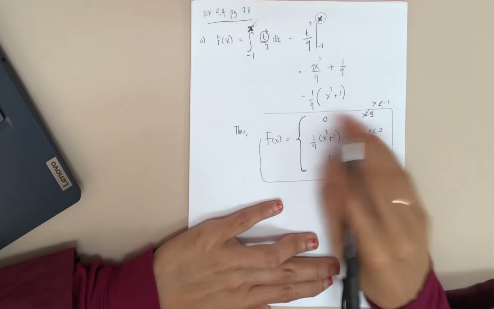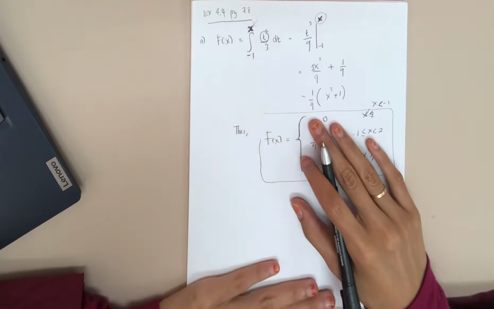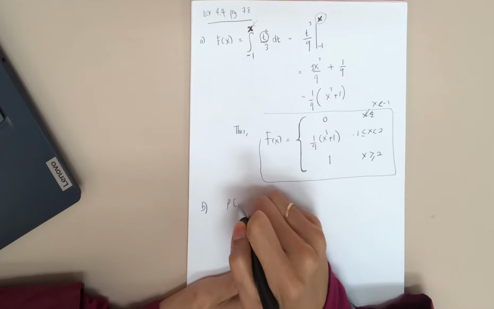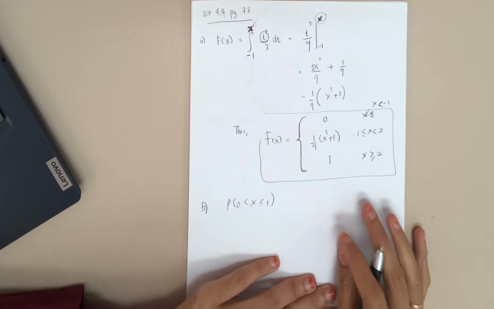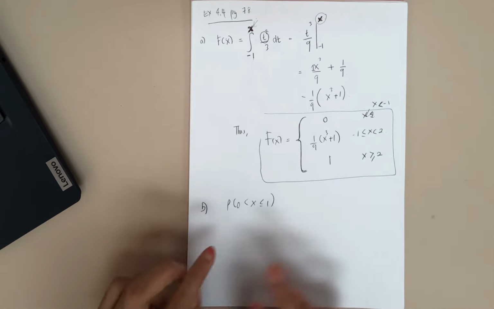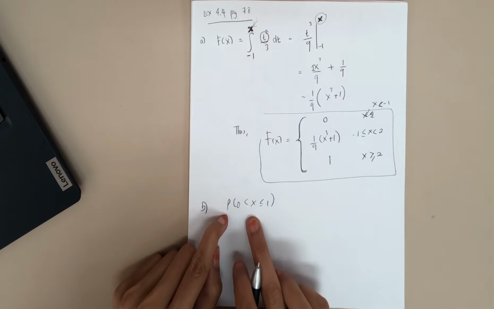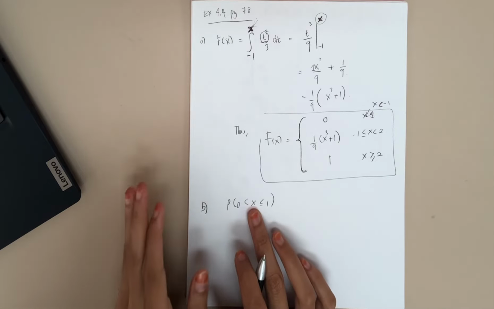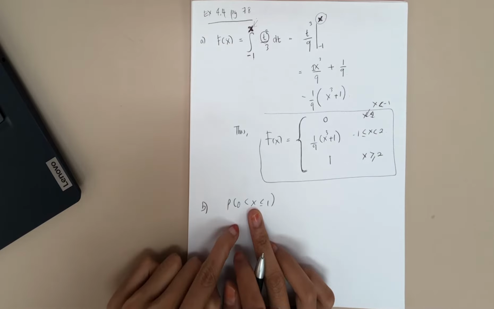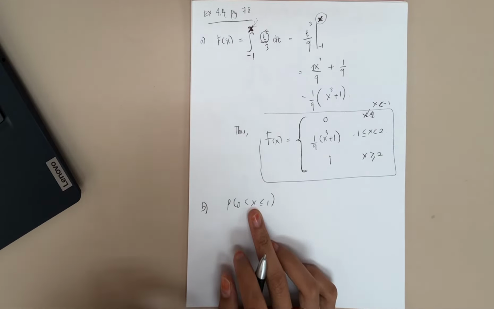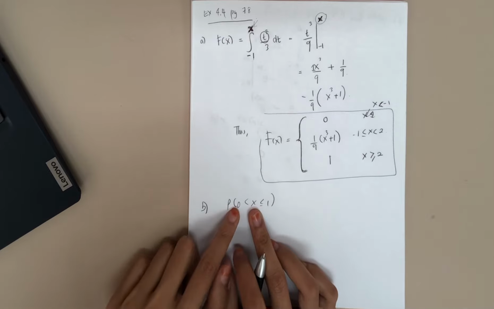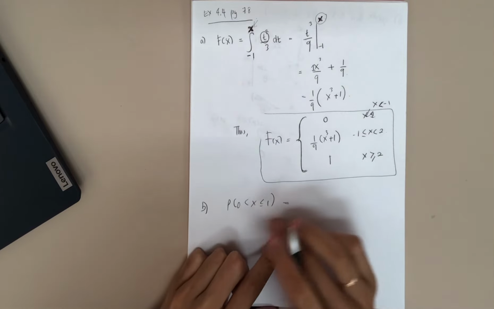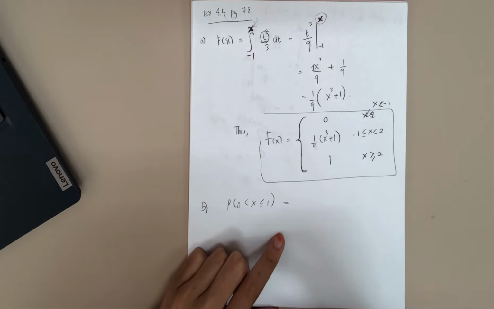So this is how we find the CDF. Right? For part B, the question asks you to find the probability of X less than 1. They have two ways. Actually, we already did this question. I already showed you in the previous example that we use the PDF to get the answer. But now we can also use the CDF to get the answer, and you will get the same answer.